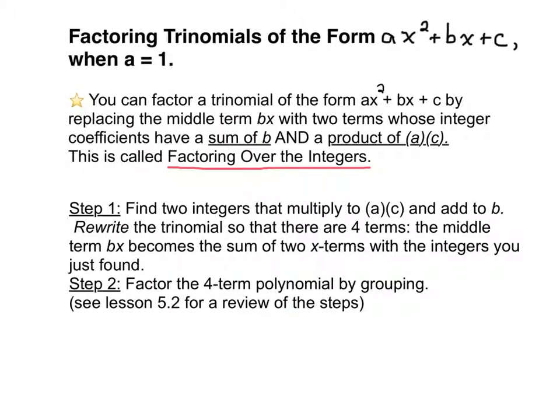Step 1 is to find the two integers that multiply to a times c and add to b. We take those two integers and rewrite the trinomial so that there are 4 terms instead of 3. The middle term, bx, is changed into the sum of two x terms with the integers that we just found. Then with the 4-term polynomial that we just made, we'll be factoring it by grouping. We learned that in lesson 5.2, so we'll have a review of those steps.